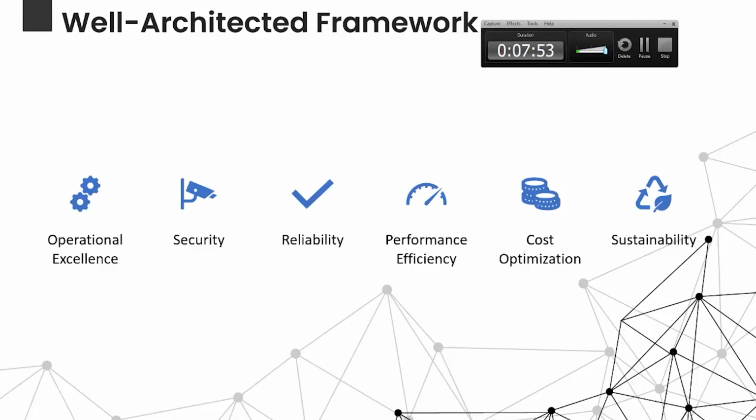One is operational excellence, then we have security, reliability, performance efficiency, cost optimization, and sustainability. When you say operational excellence, what do you mean by that? It's focused on running and monitoring your systems. And what do you mean by security? Security is focused on protecting your information, assets, and systems. And what is reliability? You focus on ensuring your workloads are performing as expected.